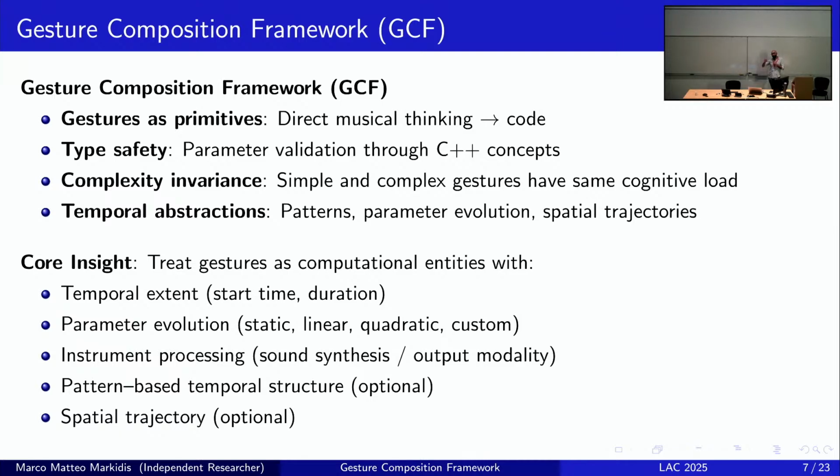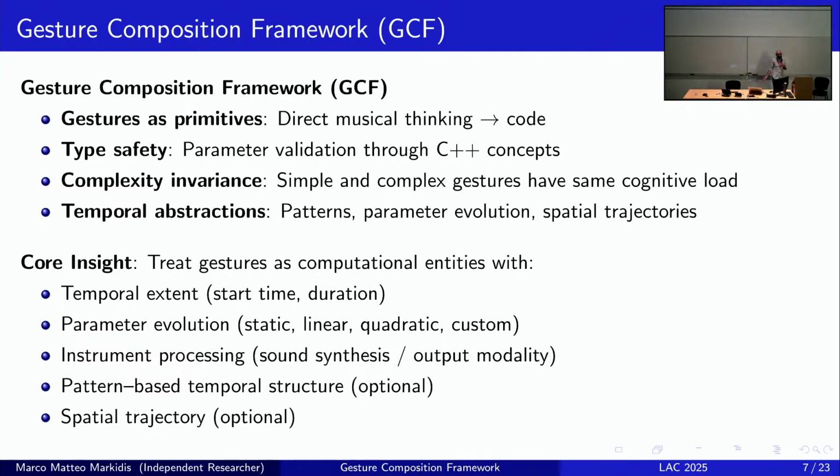So something in which a composer can have the same gesture with one pattern evolution, another pattern evolution, without complexity scaling, and also something related to temporal abstraction. So I try to introduce a way in which temporal evolution can be easily used, or the system gives you some facilities by default while using it. So I introduce patterns, or parameter evolution, or trajectories in space.